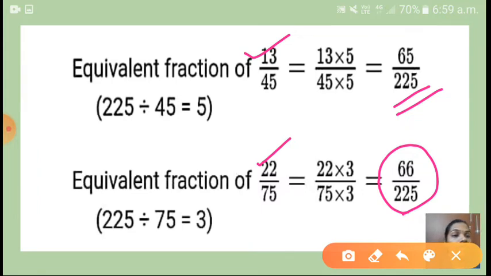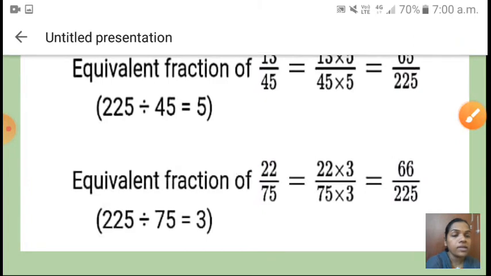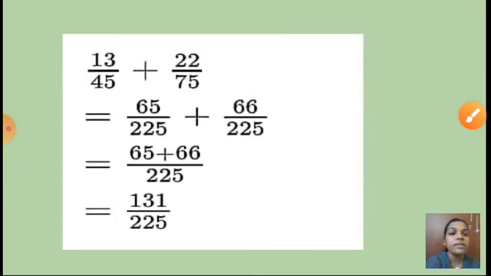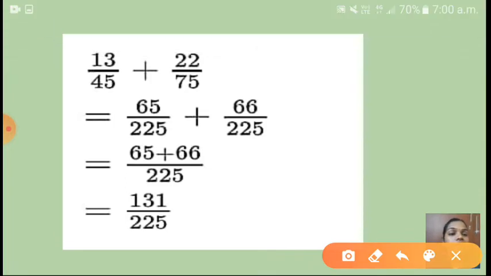Okay. So see here, the equivalent fractions of this one and this one have the same denominator, isn't it children? So these two, what do we have to do now? You have to add now. 65 upon 225 plus 66 upon 225. See here, next slide I have given. So 13 upon 45 plus 22 upon 75. That means these two equivalent fractions.